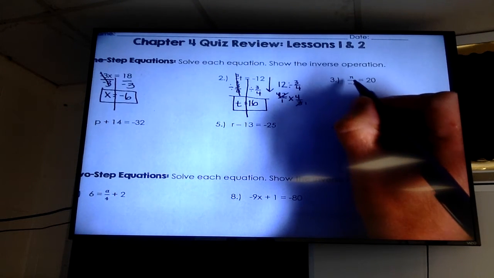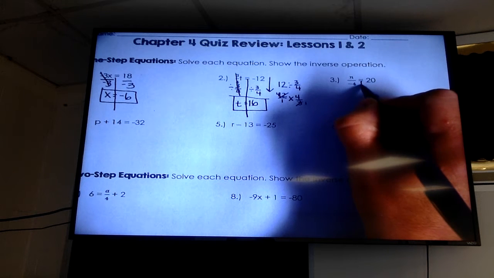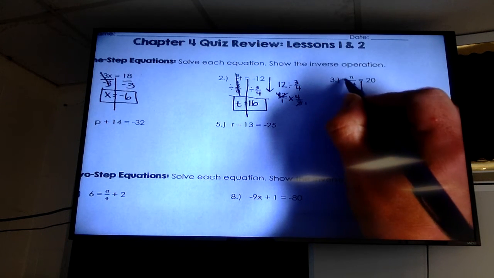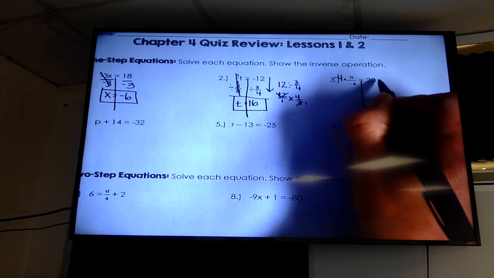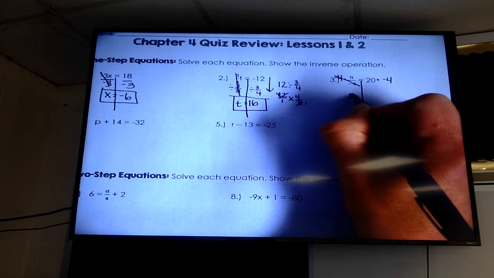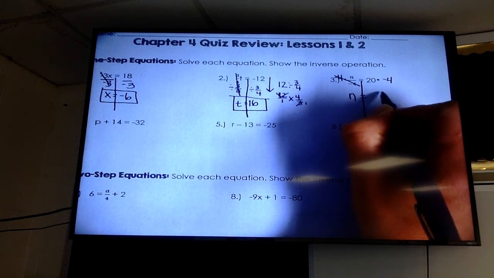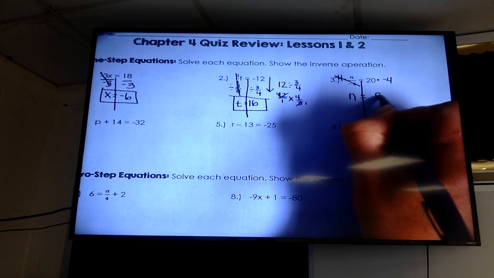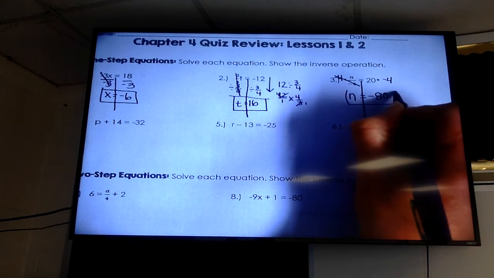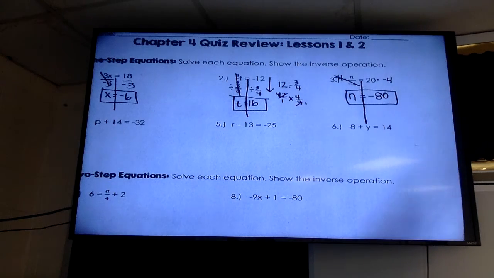Okay, this says n divided by negative 4. Drop my line. The opposite of division is multiplication, so I'm going to multiply by negative 4. That will make these cancel out, leaving me n equals 20 times 4 is 80. A positive times a negative is a negative, so n equals negative 80.